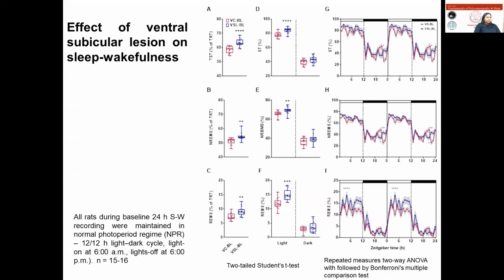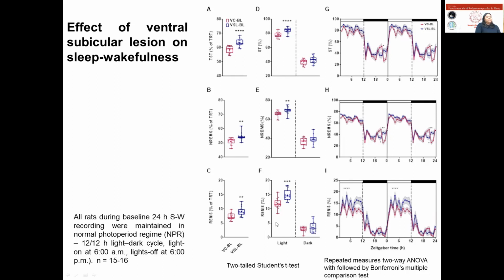So here are the results for the effect of subicular lesioning on sleep-wakefulness behavior. This is baseline data. Following 7 days of post-surgical recovery, the animals were connected to the system, and sleep scoring was performed and taken as baseline data. When compared to control, the ventral subicular lesion animals showed enhanced total sleep, non-REM sleep as well as REM sleep. And this change was primarily restricted to the light period of the day.